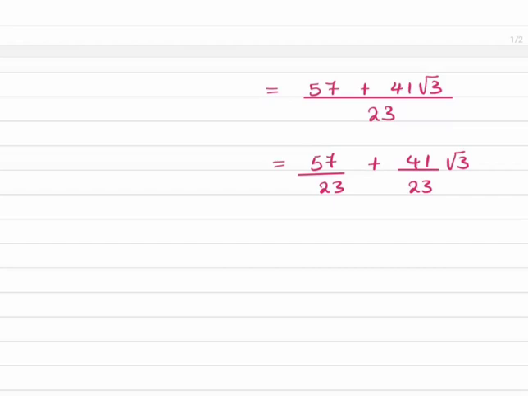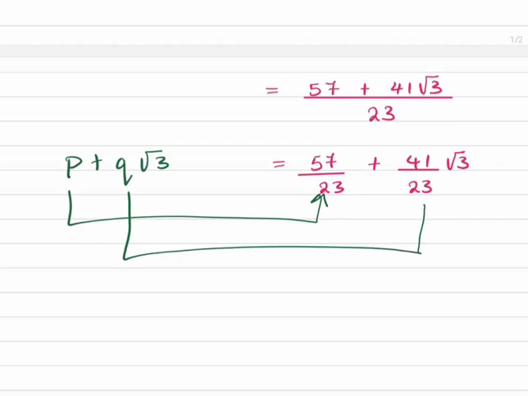I will write out our solution format. They say the answer must be in this form. Now we can compare where P and Q are fractions. So I can obviously match that my P there is the 57 over 23, and our Q there is the 41 over 23, and of course our root 3 is root 3. This is the simplified solution to this question.